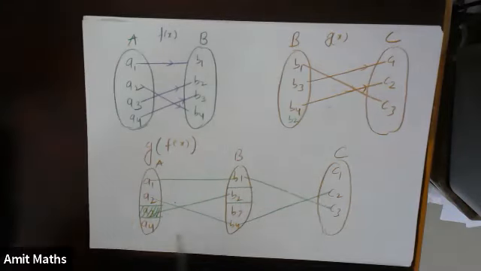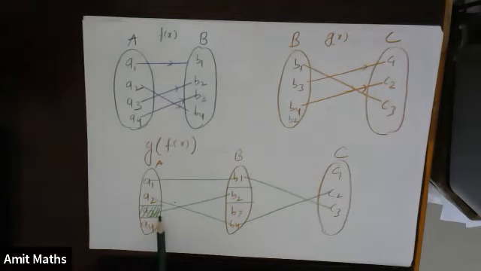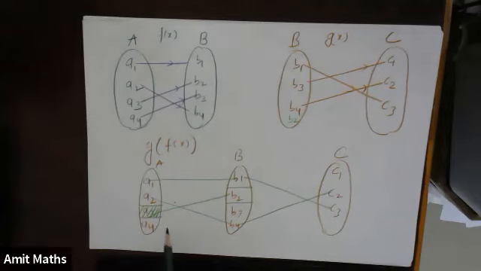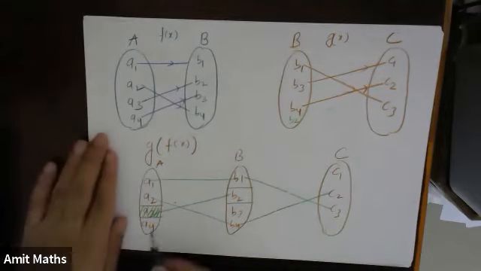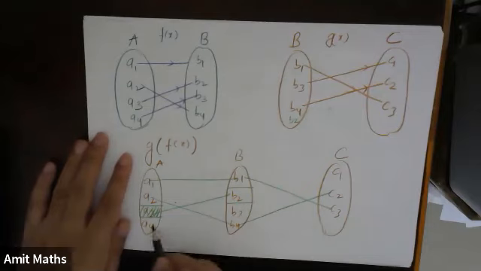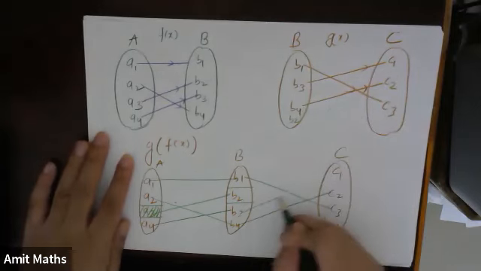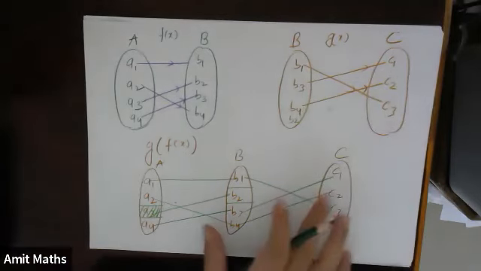So we cannot take any element A3 from set A. Understood? That means what I'm trying to say, and let's say for A4, A4 is linked with B3 and B3 is linked with C1. Okay. So what does this mean?